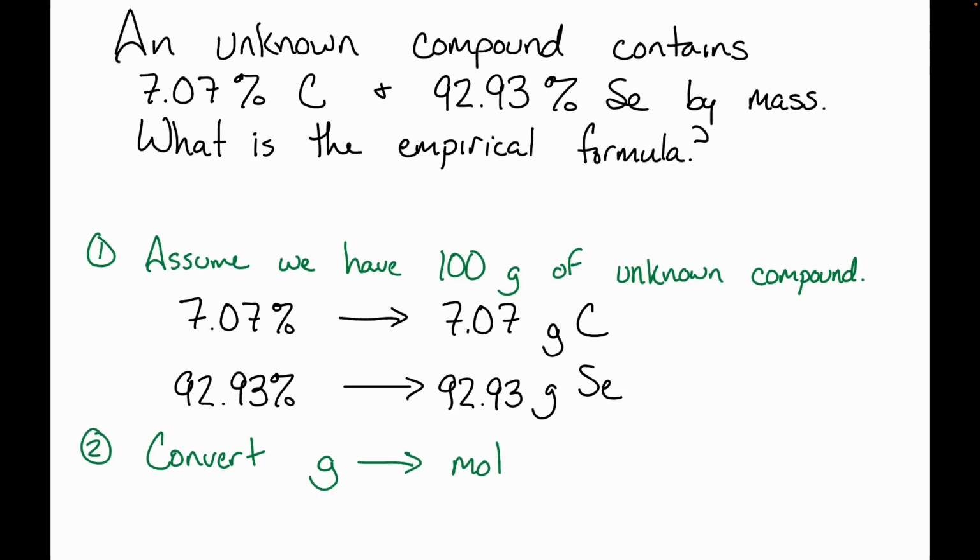We have an unknown compound that contains 7.07% carbon and 92.93% selenium by mass. And we want to know what is the empirical formula for this compound.